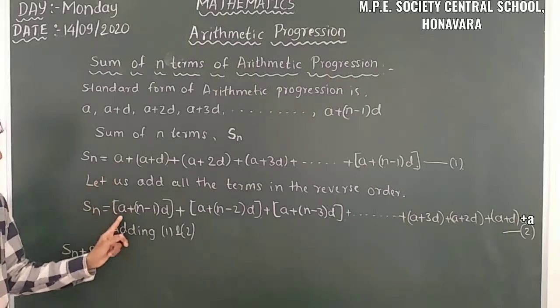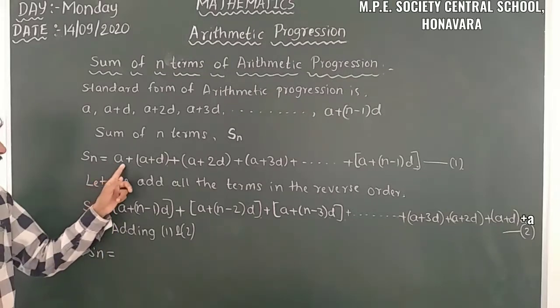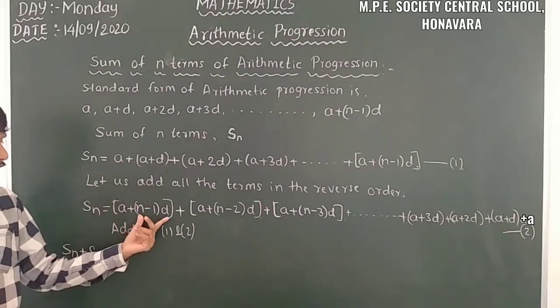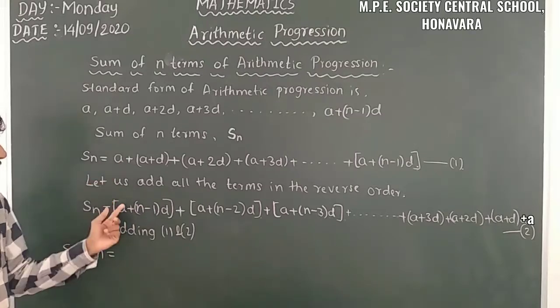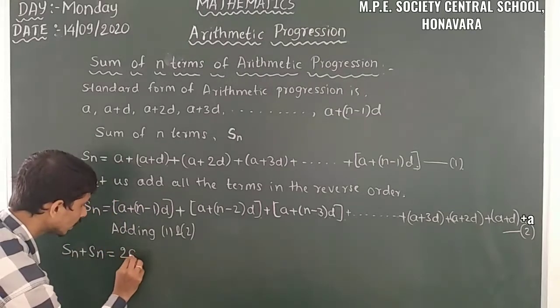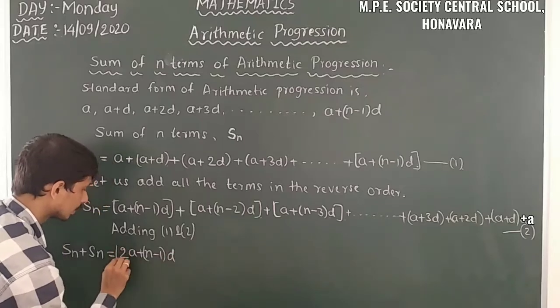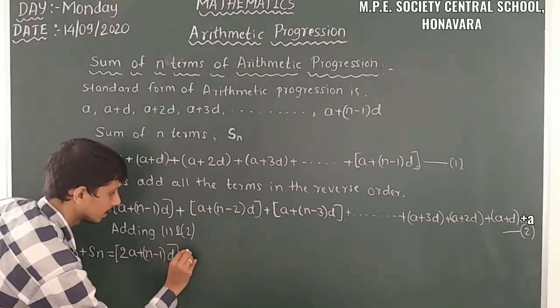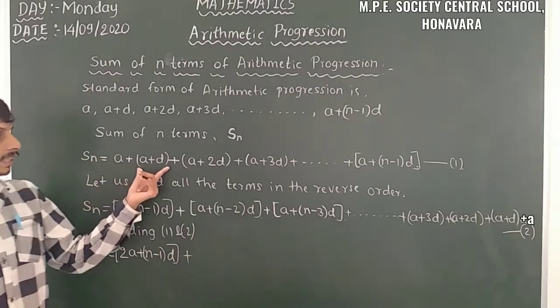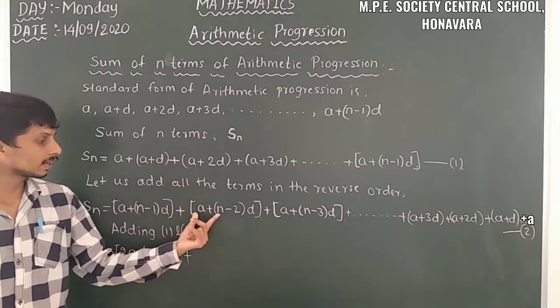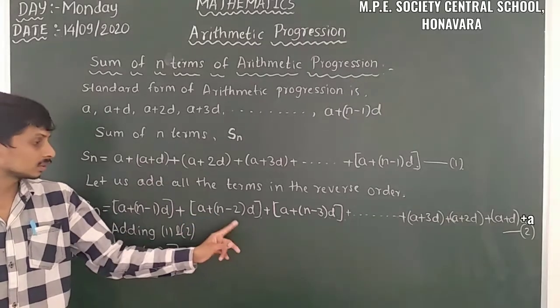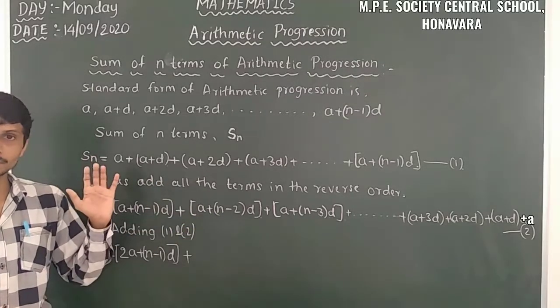So a plus a. Here there is no d term, that's why the d term remains the same. So a plus a is 2a plus n minus 1 into d. It becomes like this. Then take the second term, that is a plus d, and a plus n minus 2 into d.